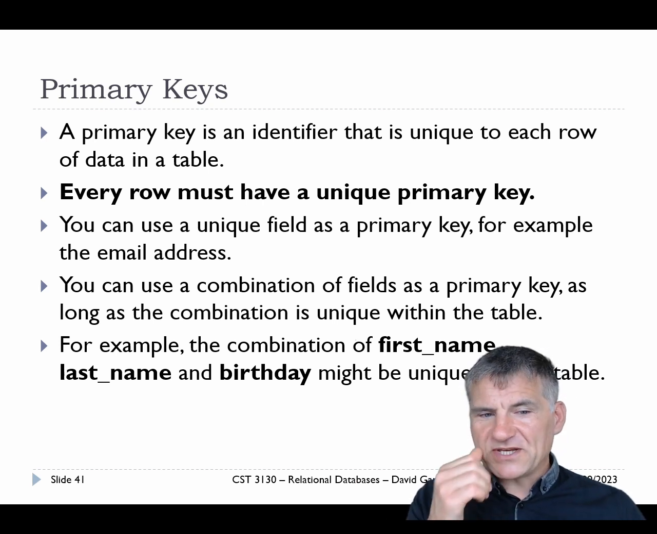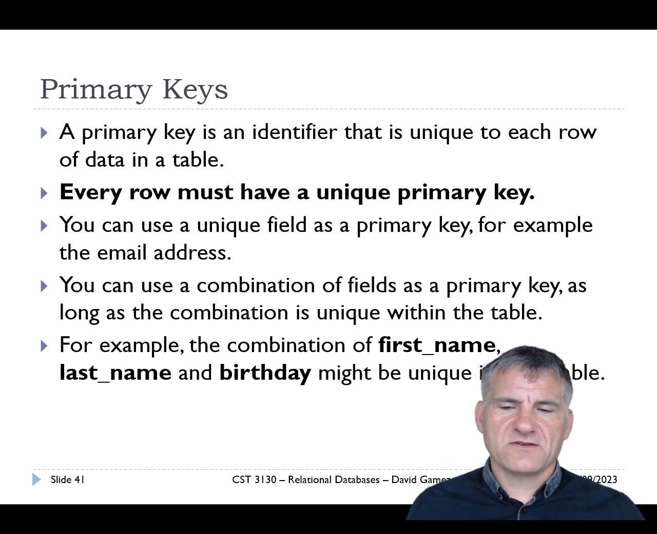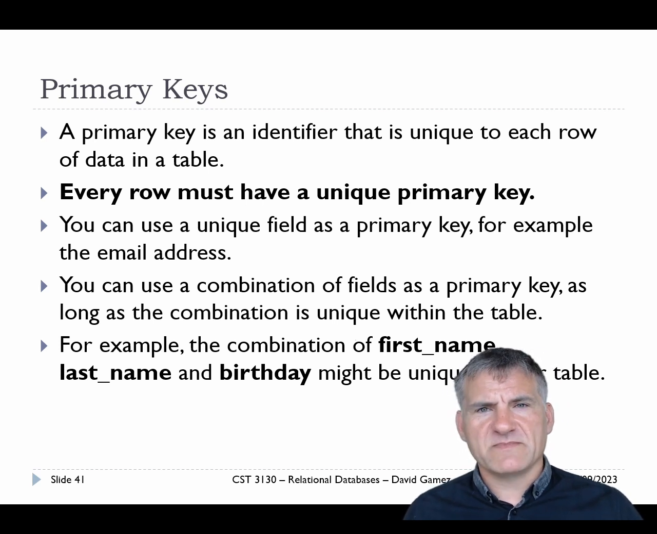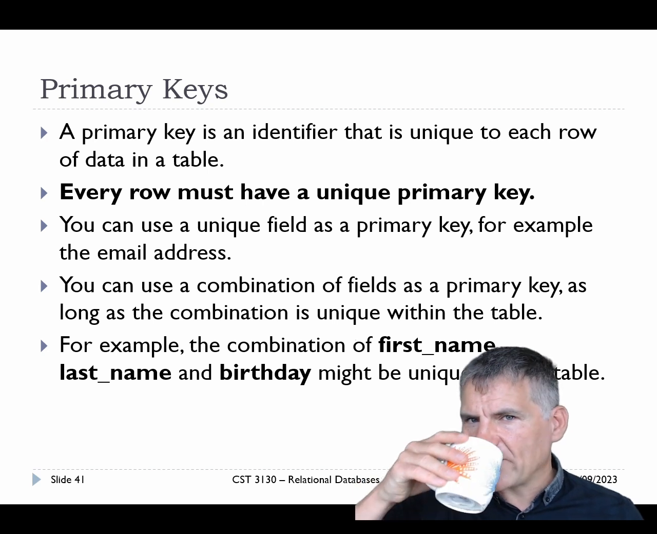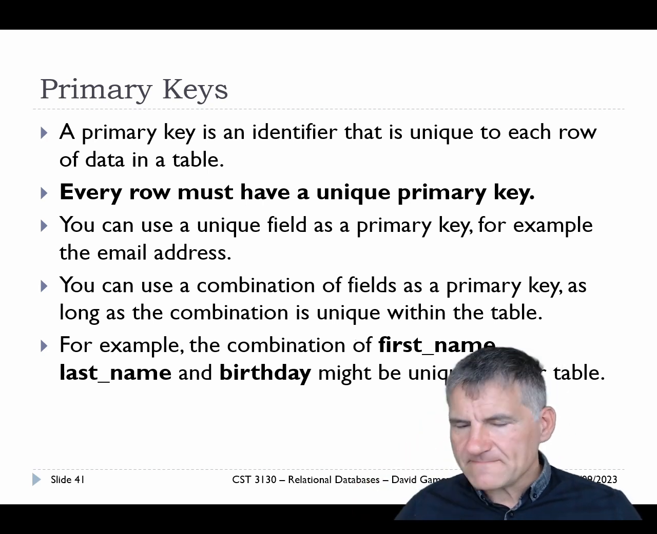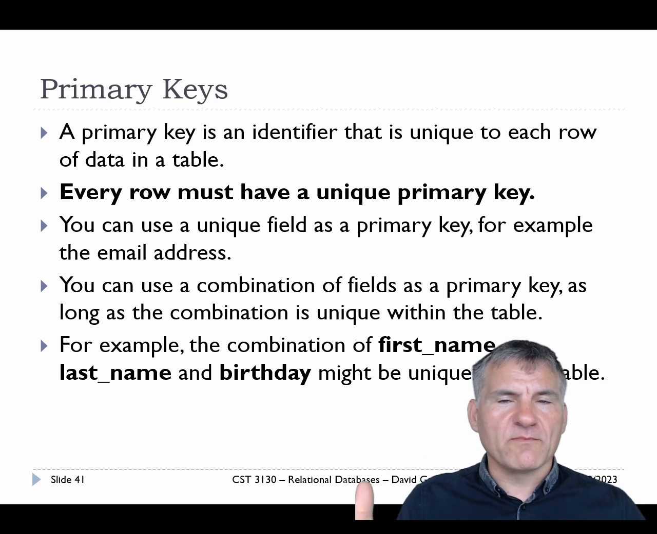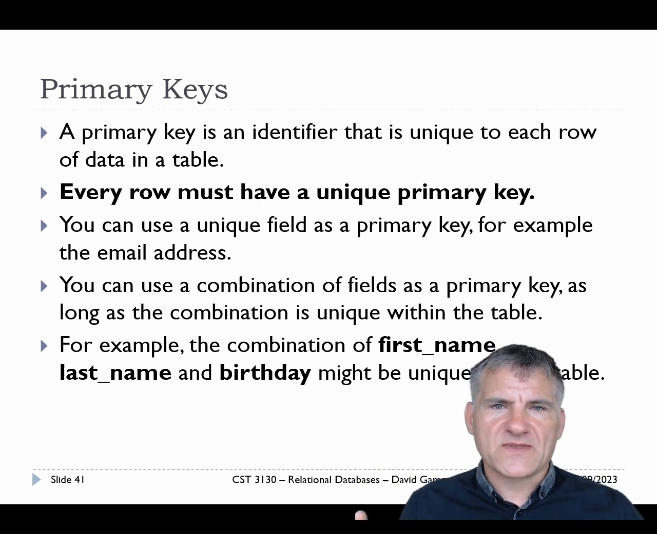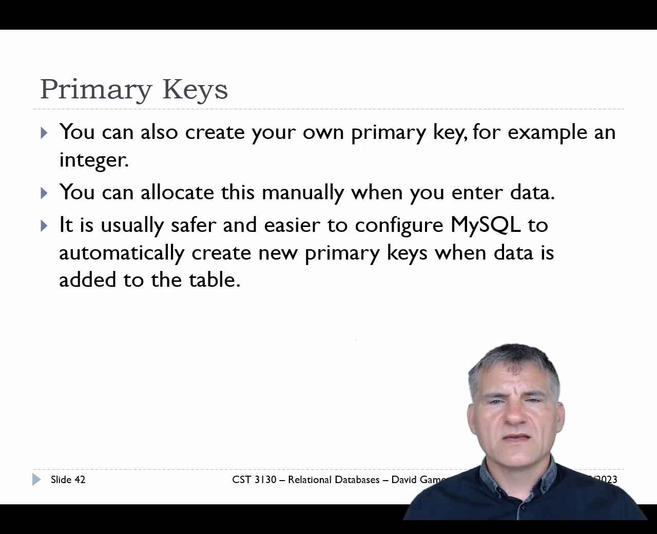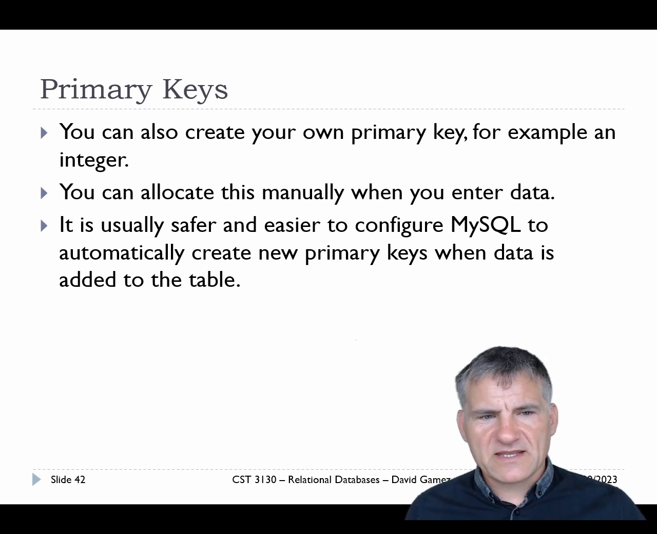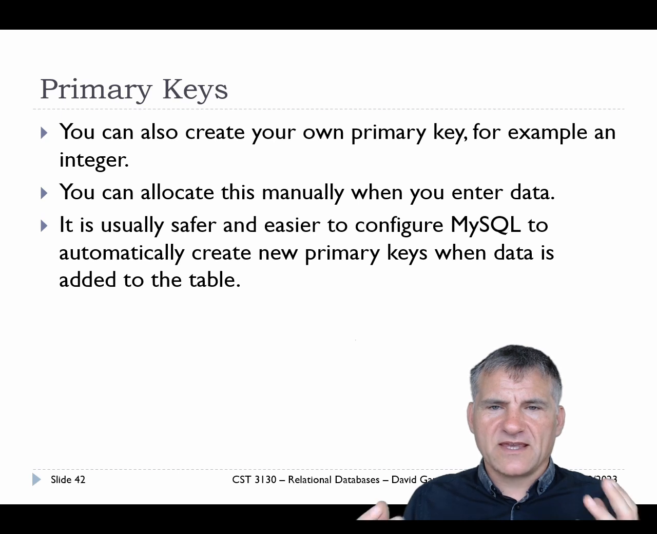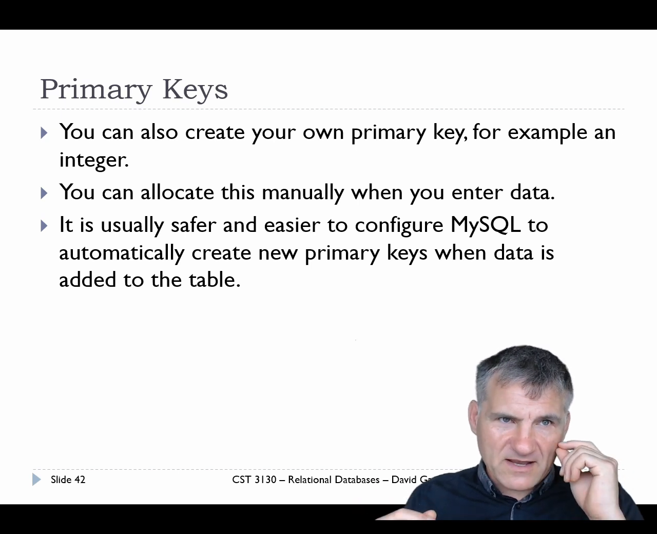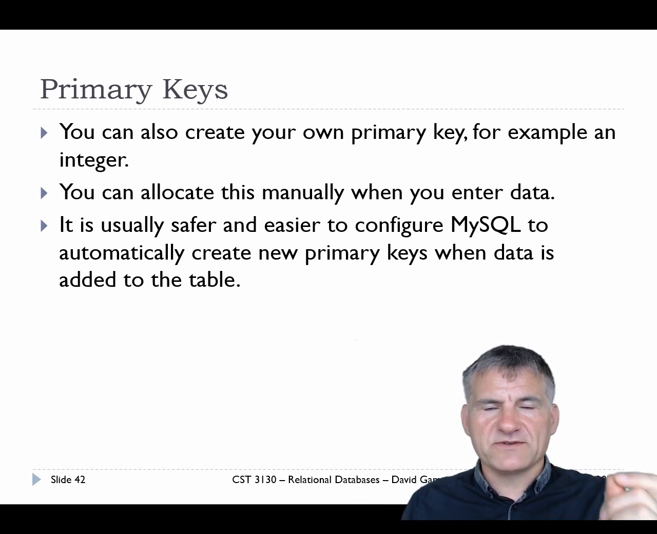You can also use combinations of fields. So, for example, if you knew that the first name, last name, and birthday is going to be unique in your table, I mean, obviously you might get the odd exceptions to that, but in general, you could probably assume that. So in that case, we could use that combination of fields as our primary key. You can create your own primary key, typically an integer. And I could, if I wanted, whenever I put a new piece of data in the table, create my own unique integer and use that as the primary key.